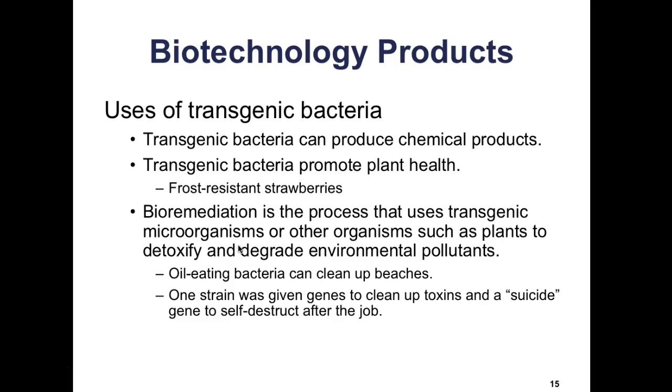Basically, what we can do then is use transgenic bacteria to produce chemical products. Transgenic bacteria can promote plant health. For example, if you take that transgenic organism and insert it into strawberries, and the gene there was a gene to resist frost, those strawberries then would be frost resistant. You've also seen it in some organisms. You'd put it in there to basically not allow a particular fungus to grow on a plant, which would destroy crops. So in agriculture, this is very beneficial.